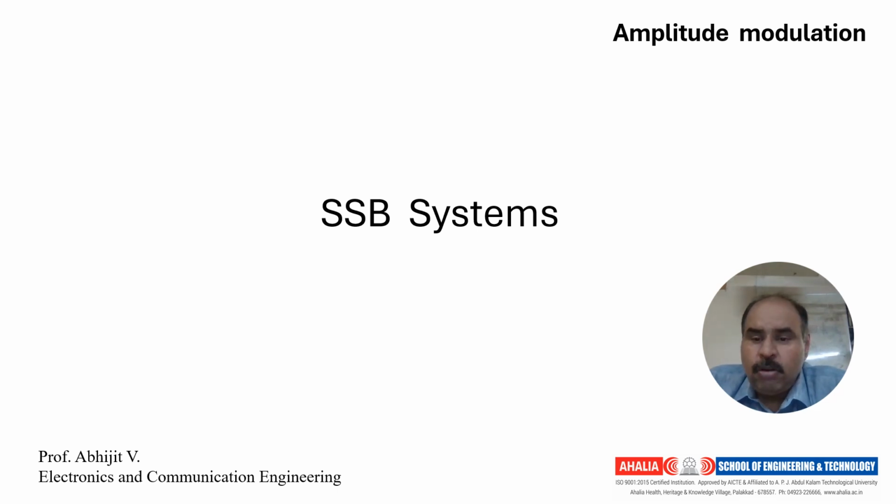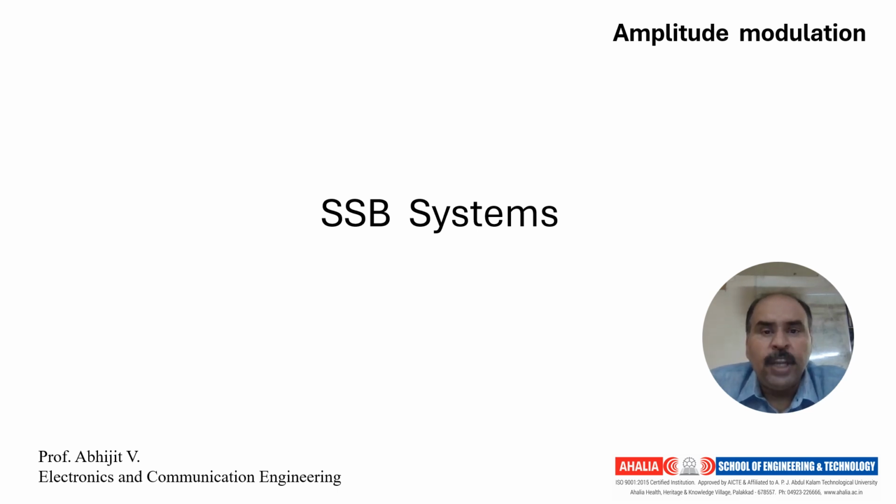Welcome to the next session on amplitude modulation. In the last class, we have seen what double sideband suppressed carrier systems are, where we have three frequency components, out of which we have eliminated the carrier frequency component, and we have two sidebands, the upper sideband and the lower sideband, that are being transmitted. That's the signal that is being transmitted.